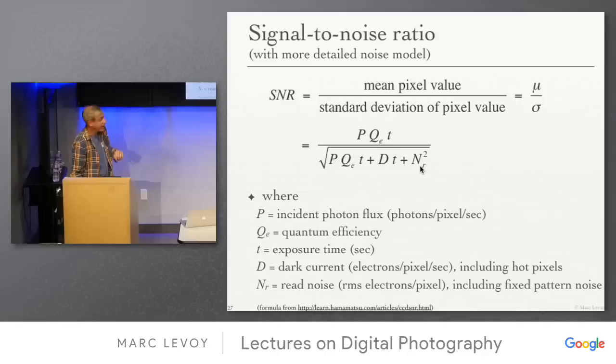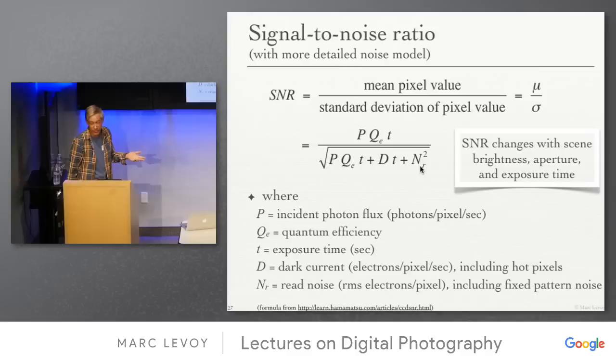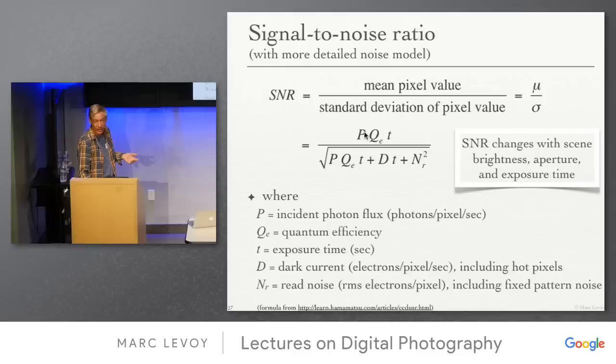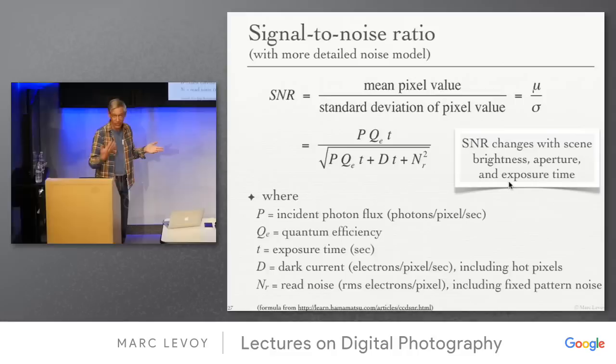And I said that this signal-to-noise ratio is going to depend on the brightness of the scene, which is fairly obvious because it's got the number of photons in there. I'll show you some examples in a moment. Then it's also going to depend on the aperture and exposure time as well, because that will affect the number of photons. We'll talk about the effect of ISO a little bit later.